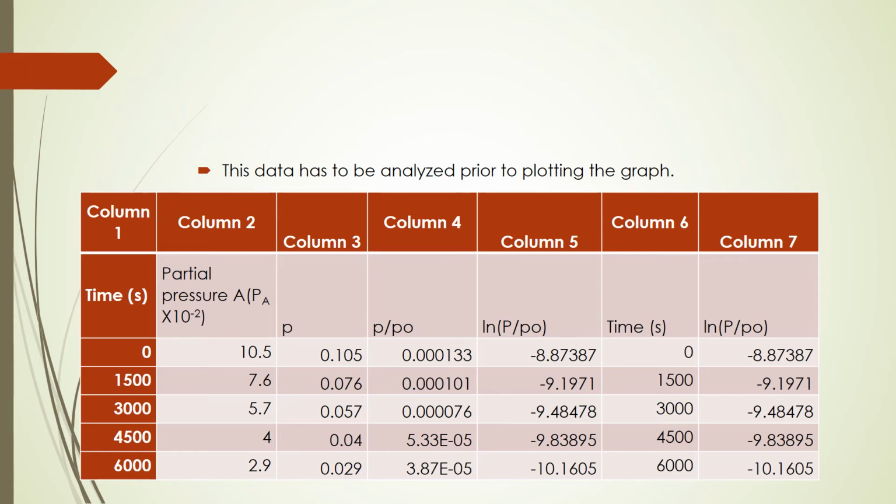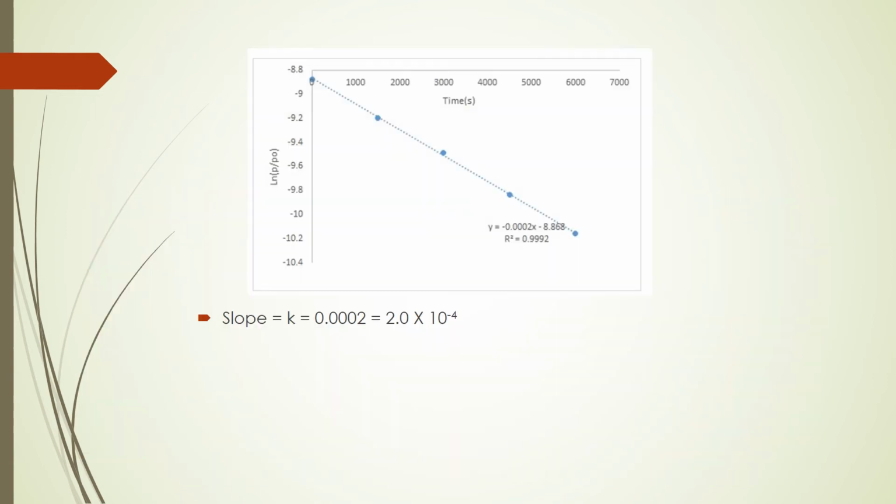Now you have to plot this on your graph paper. The data that we need here is ln P over P naught for our y-axis and time in seconds as our x-axis. Let's see how we're going to plot that. I plotted ln P over P naught versus time in seconds. I have y equals negative 0.0002x minus 8.868, and my r squared here is 0.9992.